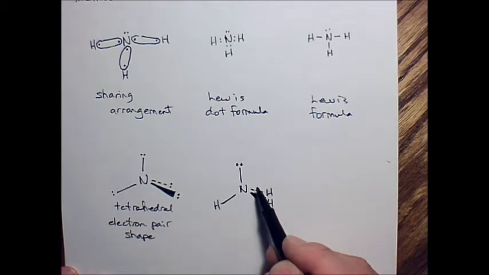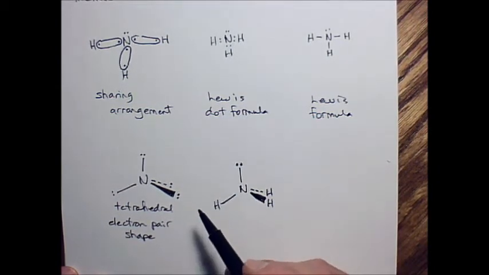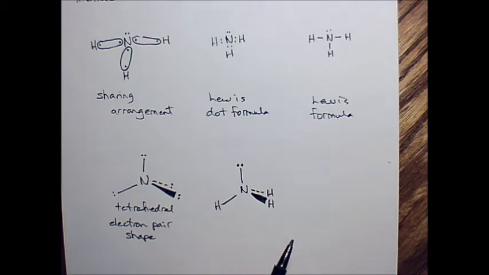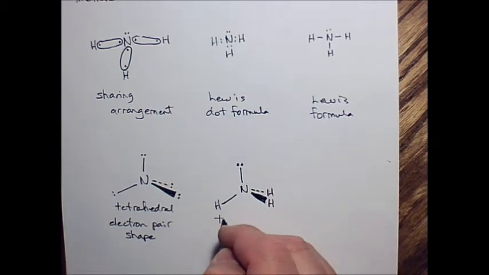Now I still have 4 arms or legs extending around that central atom as far apart as I can get them. That's still a tetrahedral. 4 arms equally spaced, that's a tetrahedral. Okay?